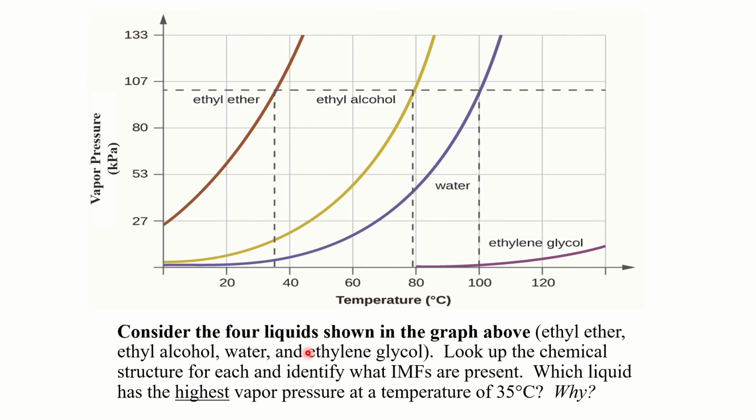All right, so here we see a chart of 4 liquids: ethyl ether, ethyl alcohol, water, and ethylene glycol. So consider the 4 liquids shown in the graph above. Look up the chemical structure for each and identify what IMFs are present. Which liquid has the highest vapor pressure at a temperature of 35 degrees Celsius and why?